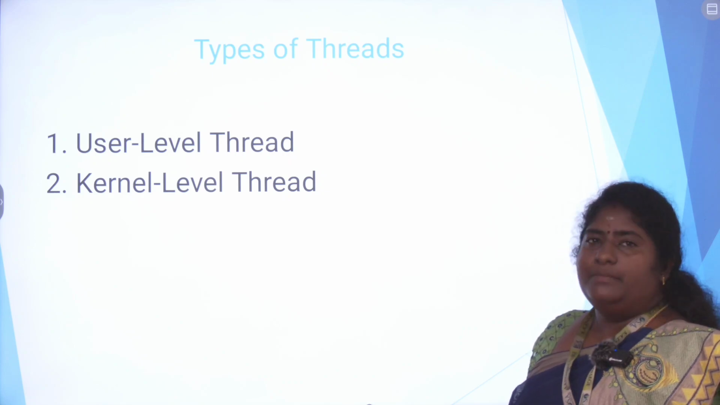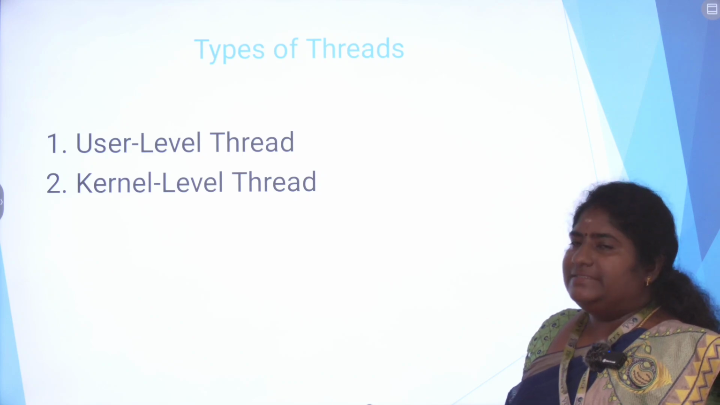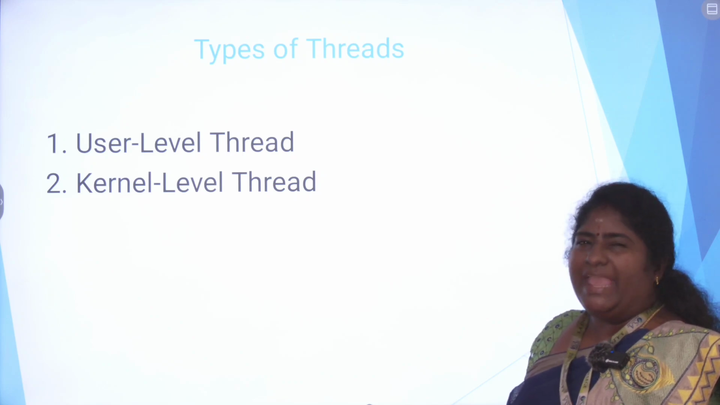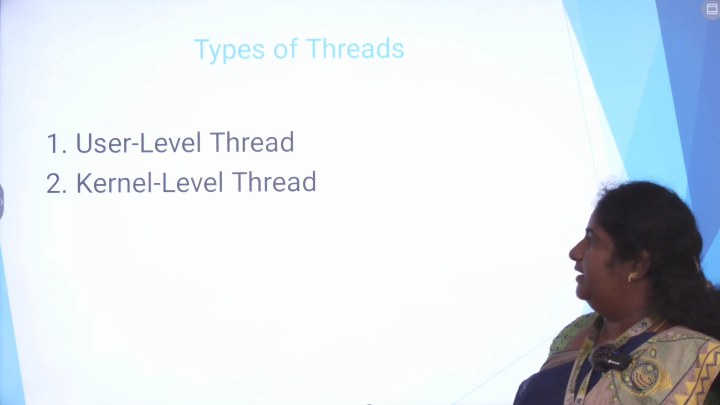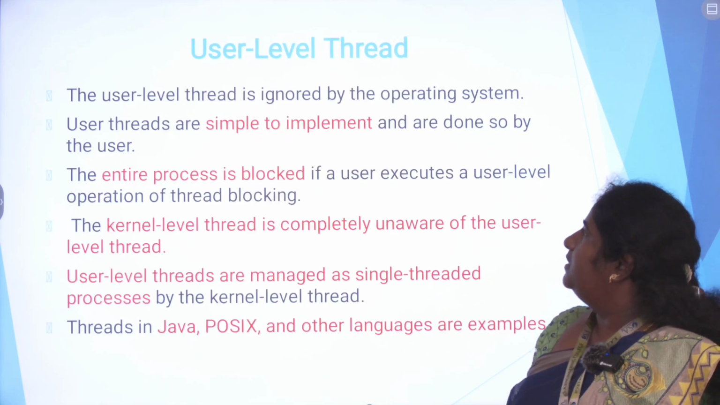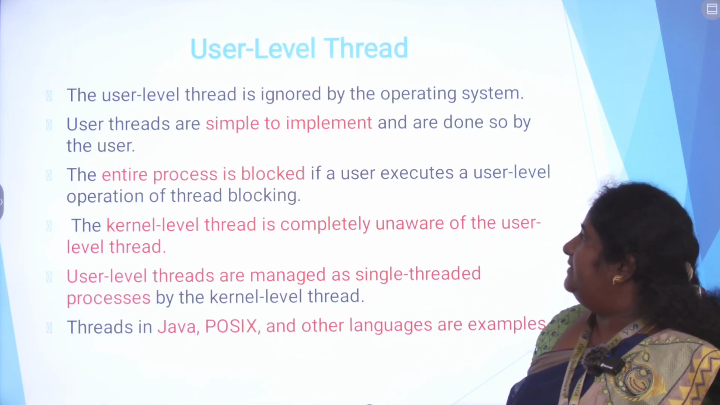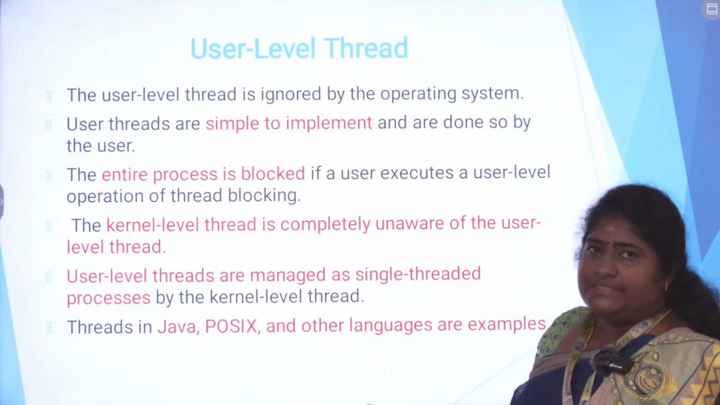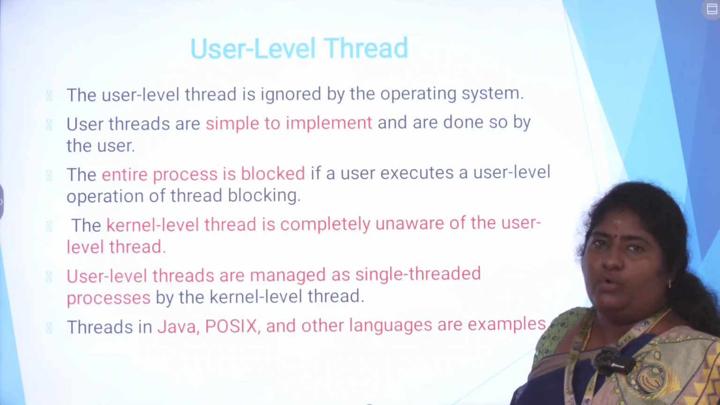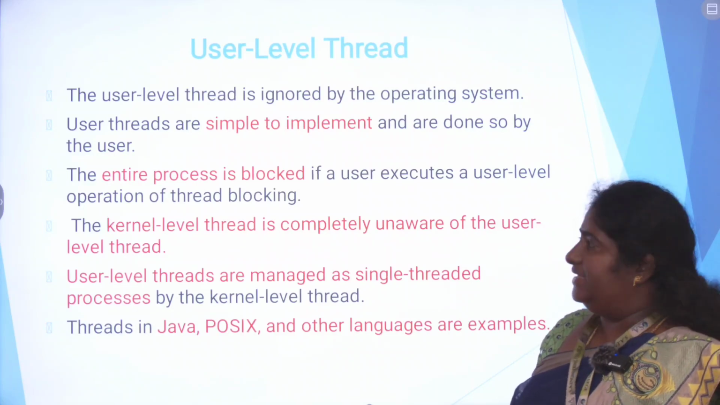The kernel thread will be created by the operating system, and it will have knowledge of how and which threads are executing at the current particular time. The kernel thread does not have any awareness about the user thread. So when we consider the user level thread, it is ignored by the operating system because it is not aware of which thread is currently executing.